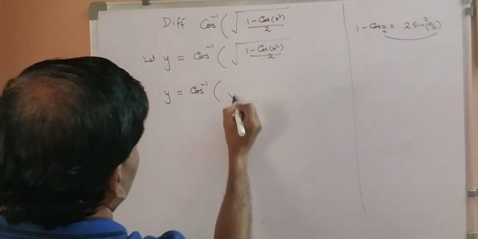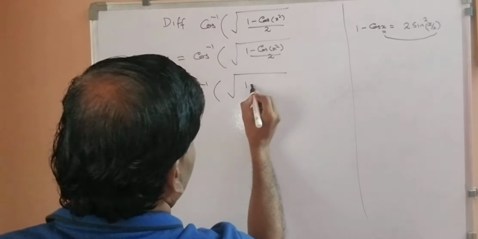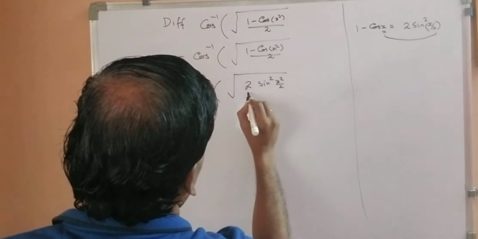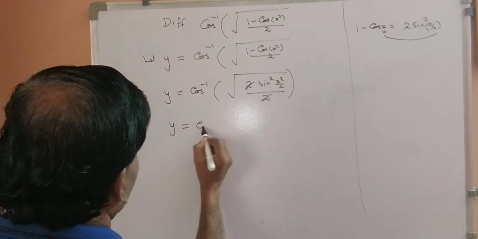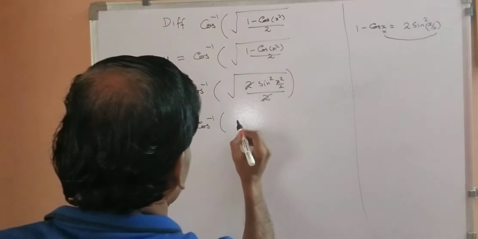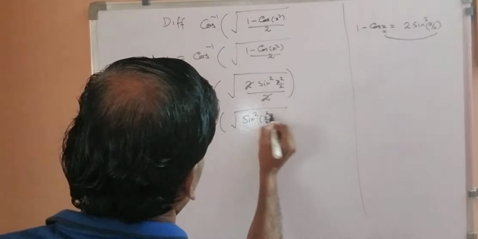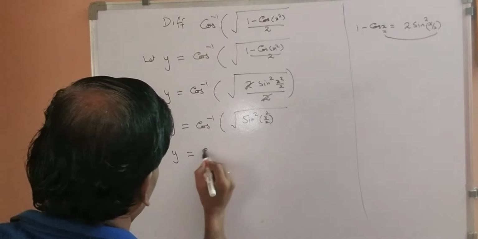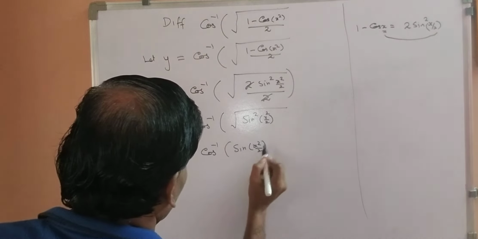Cos inverse. What is 1 minus cos x square? See, whatever is here, divided by 2. So 2 sin square x square by 2, upon 2. These 2 will get cancelled. So y equal to cos inverse, what will we get here? Square root of sin square x square by 2. Then taking square root, sin x square upon 2.